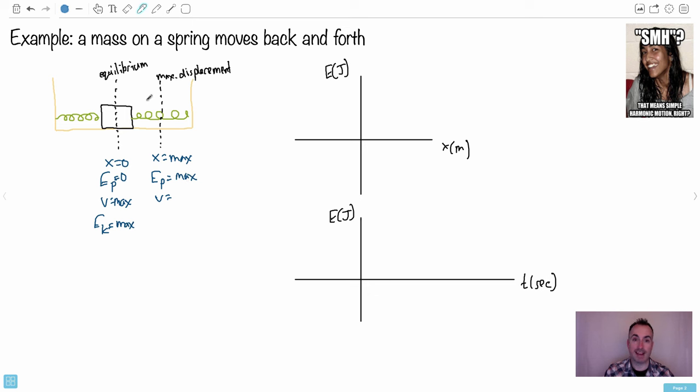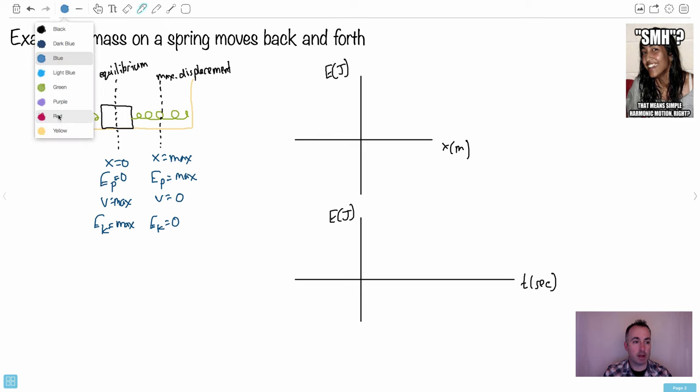Conversely, let's look at this at its maximum displacement over here. It stops, doesn't it? So right there when it stops, that means V is zero. And if V is zero, since EK, the kinetic energy, is half mv squared, that's also zero. So this is all you really need. This idea, this understanding right here, this is how I can generate each of these two graphs here. And I'm going to show you those graphs. You need to know those as well. So let's talk about these graphs here. Let's do a graph for energy versus displacement.